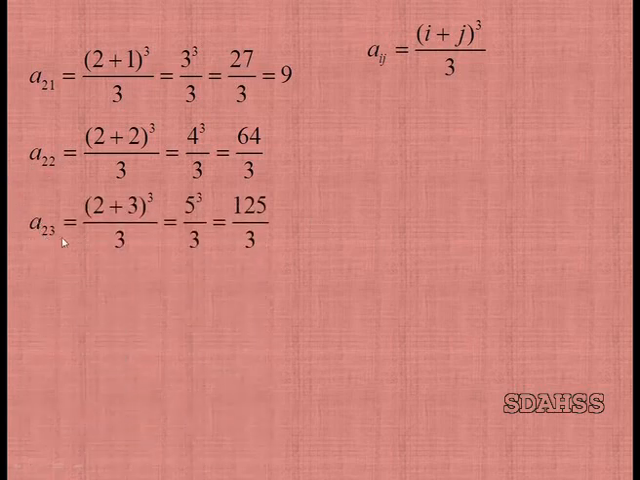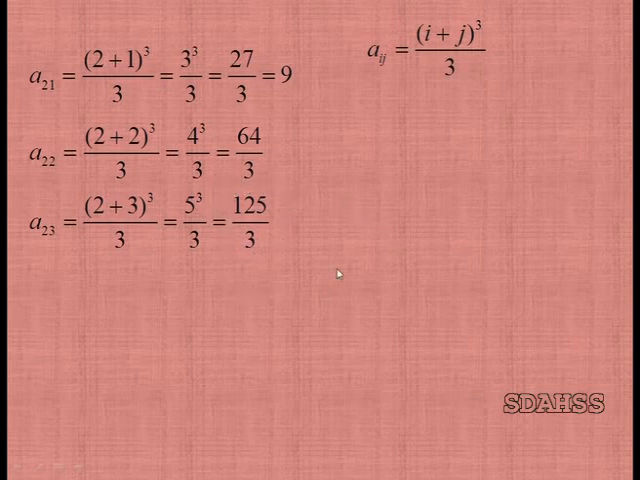Then find A23. Substitute i equal to 2, j equal to 3 in the given question. So you have (2 plus 3) whole cube divided by 3. 2 plus 3 means 5. 5 cube divided by 3. 5 cube means 125. 125 by 3.